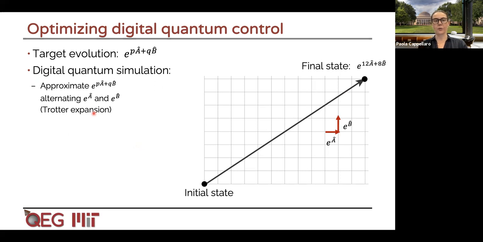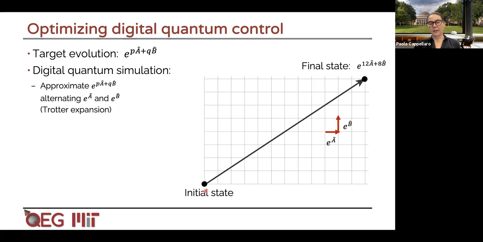And here the idea was the following. Let's say that I want to engineer some target evolution, which is the sum of two Hamiltonians that do not commute with each other. I can try to approximate it by alternating evolution under A and B, because these are the only two Hamiltonians that I can actually engineer. I cannot engineer a sum of the two. So what you can think about is just to do a Trotter expansion.